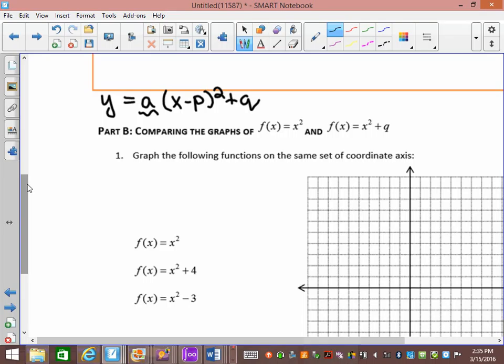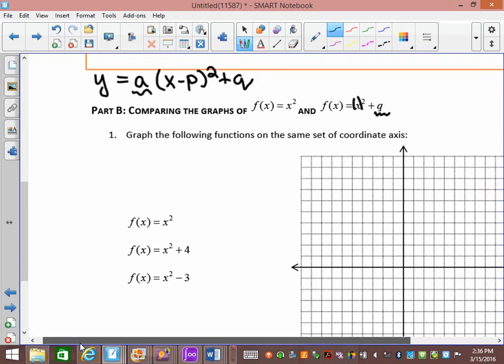The q value is the number at the back. Some people think it's with the x. This is not with the x. X squared is right here. There's nothing with the x. It's in its own bracket, actually. This is a number at the back, the q at the back. Okay?